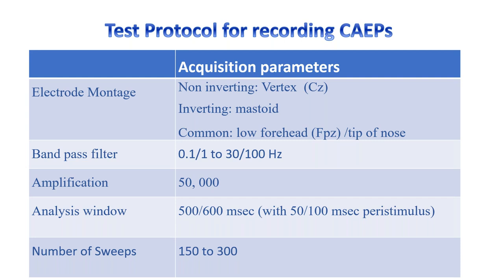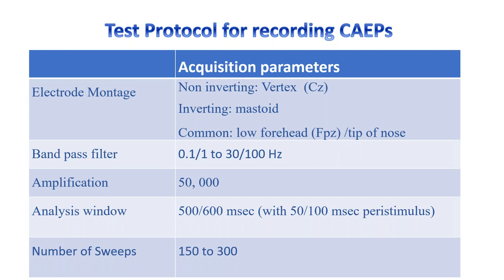Now we all know that we use a filter to filter these responses, and generally the filter is between 1 to 100 hertz, or some people prefer 1 to 30 hertz or 0.1 to 30 hertz. Since cortical evoked potentials have quite a large amplitude compared to ABR or early potentials, we don't require too much amplification. So 50,000 or even 30,000 will suffice. The analysis window will depend on which potentials you're looking at and the age of the person you're testing. If I'm talking of only obligatory cortical evoked potentials, the latency expected would be within 300 milliseconds. Even if there is a delay, it wouldn't go beyond 400. So an analysis window of 500 milliseconds or even 400 would be sufficient.